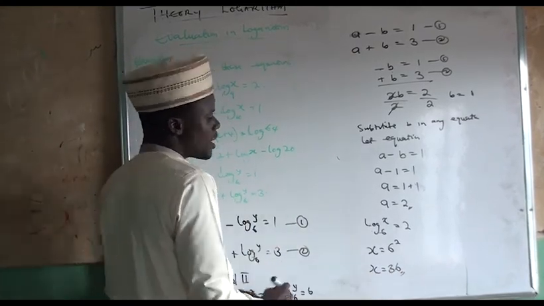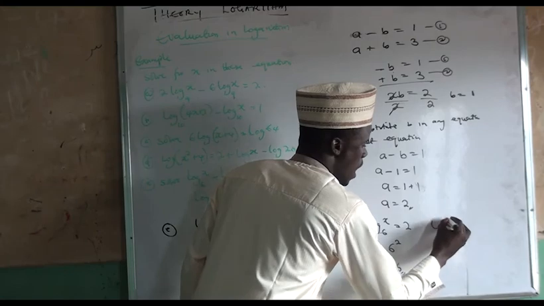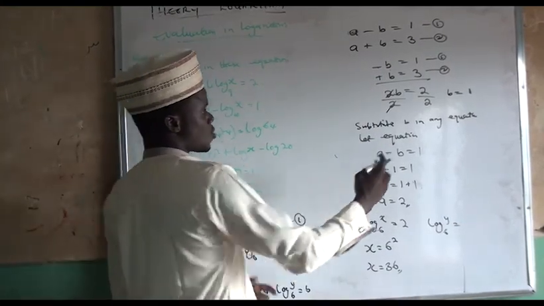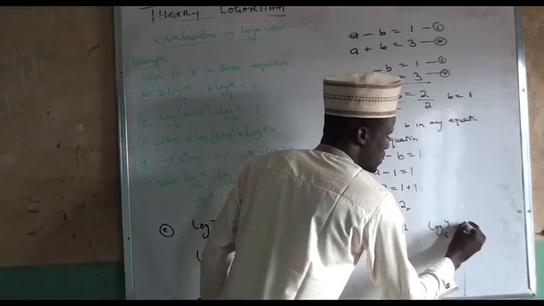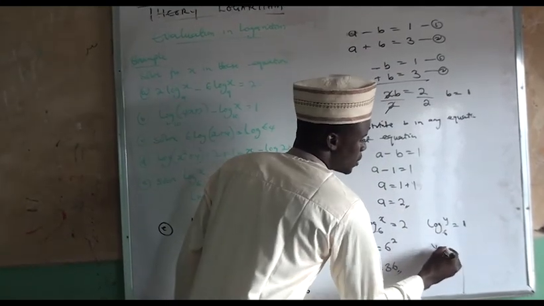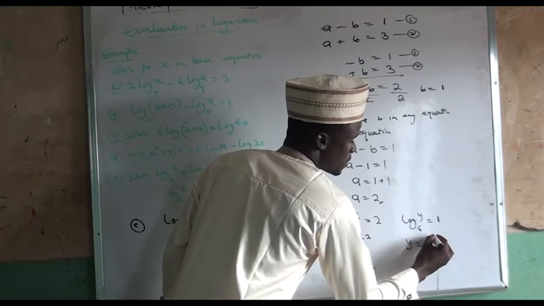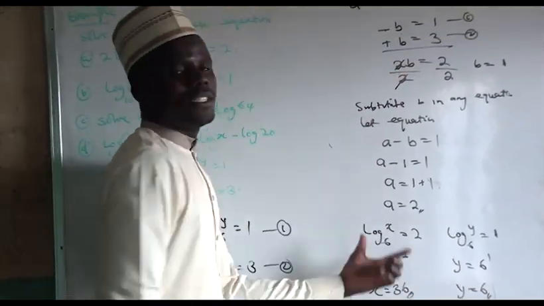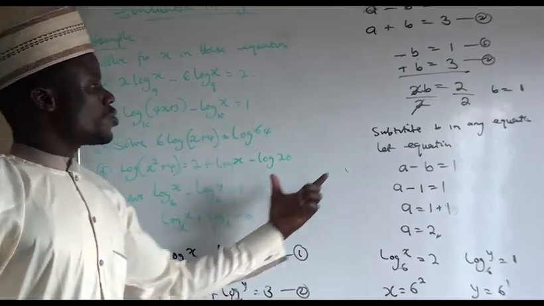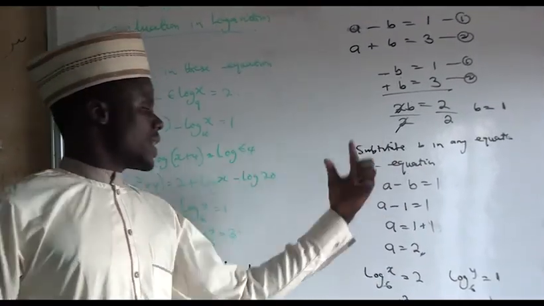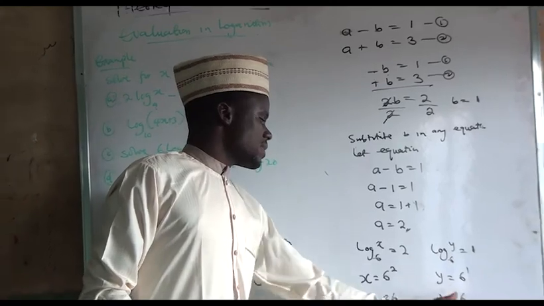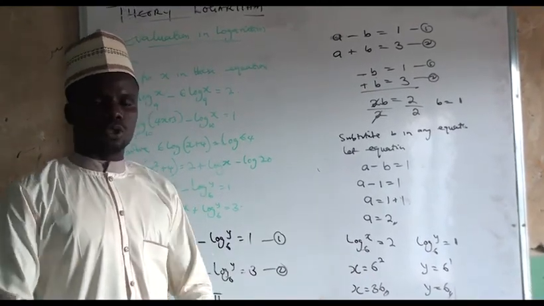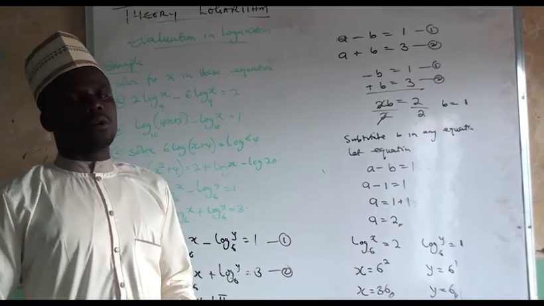And when we take the other one that we said log y base 6 is equal to b, what is our b? It is 1. So y alone is going to be 6 to the power of 1. y is equal to 6. So with these two methods, we have solved the problem. That is, the value of x is 36 and the value of y is 6. Any one that is simple to you, you can use it and solve your problem.